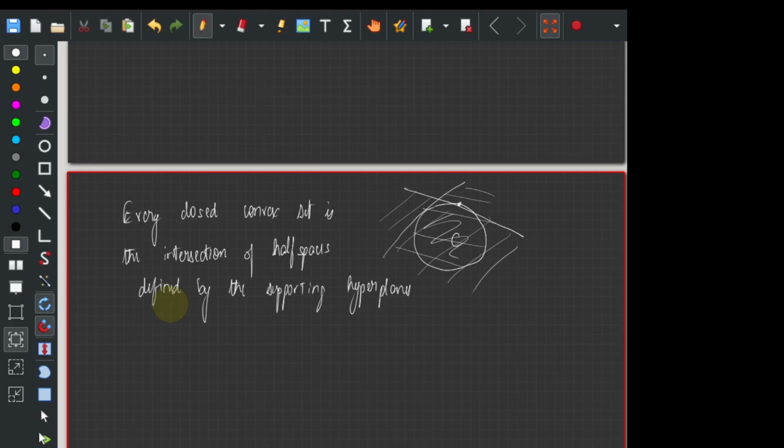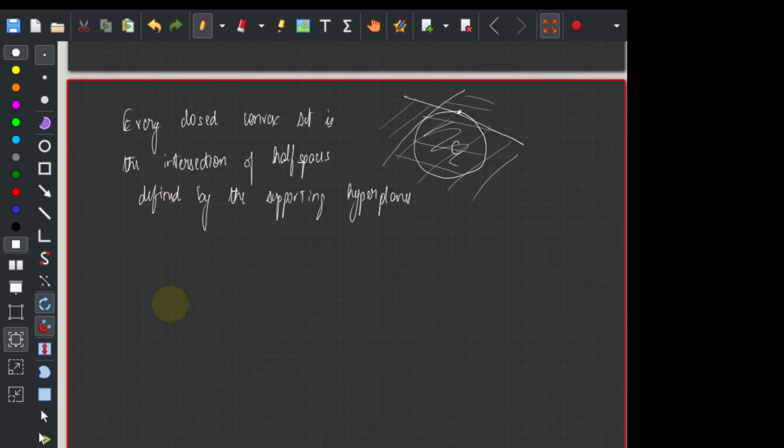Right? But instead, if I looked at the set of all x for which A transpose x is strictly greater than B, then that would give me the interior of the convex set C. All right.